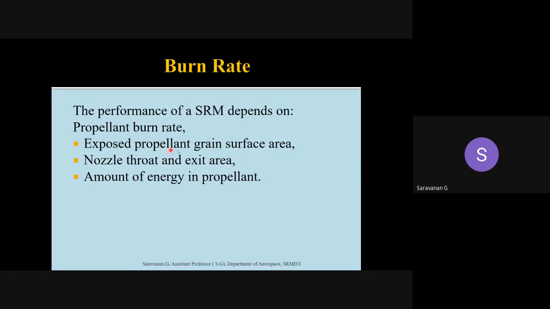Second one is the exposed propellant grain surface area. Third one, nozzle throat area and exit area. And the last one is the amount of energy in the propellant, the amount of heat energy generated. That is the performance or thrust of the rocket motor. If you want to calculate Isp, or the thrust value, these are the parameters that will affect it. First parameter is propellant burn rate. Second is the exposed propellant grain surface area. Third is nozzle throat area and nozzle exit area, and the amount of energy in the propellant.